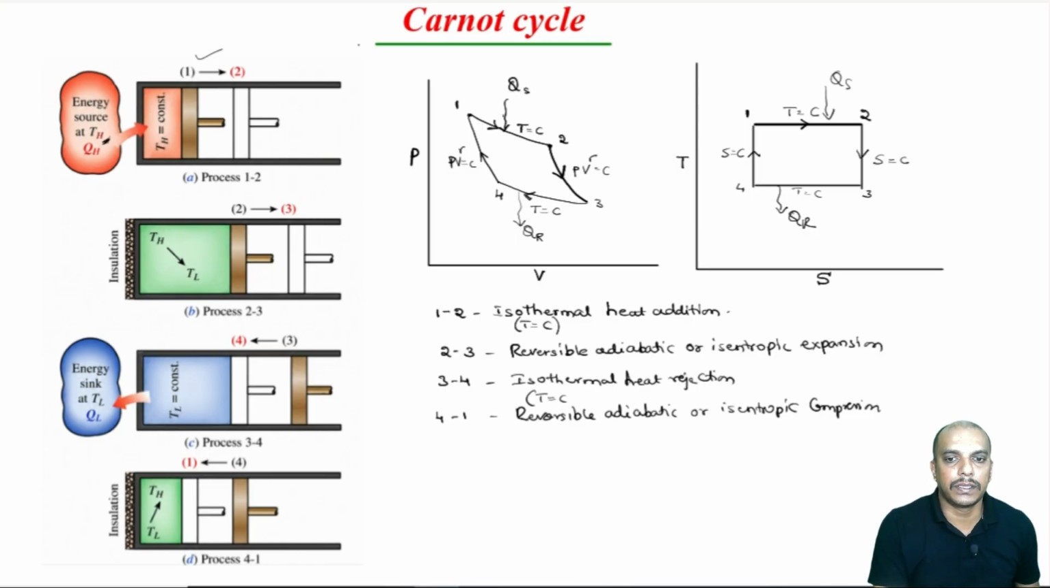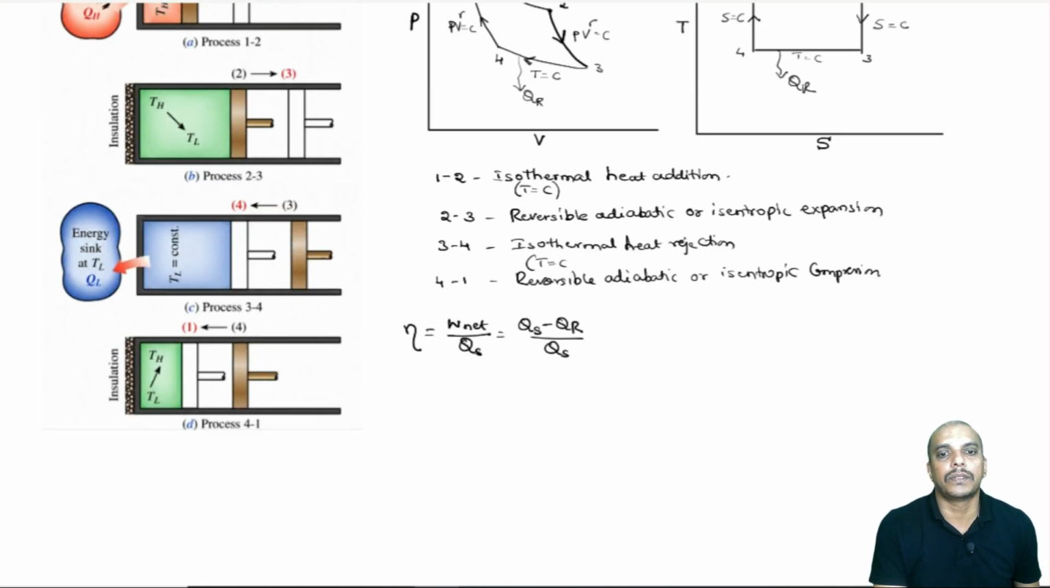Now, what is efficiency given by? Efficiency is given by work net divided by heat supplied, output divided by input. Desired output is work net and input is heat which we are supplying. Now, work net can be rewritten as heat supplied minus heat rejected. This is coming from the first law of thermodynamics. For a closed system, summation W is equal to summation Q. So, Qs minus Qr by Qs, or we can also write it as 1 minus Qr by Qs.